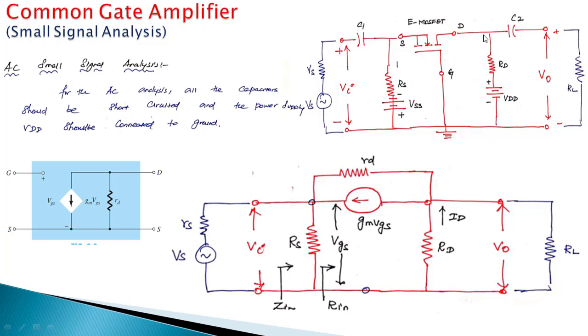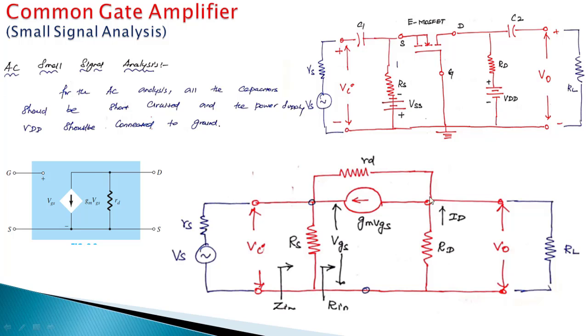So when the power supplies are short circuited, this RS is directly connected between source and ground. Similarly, this RD is connected between drain and ground, and the gate is connected to ground. This is the gate terminal, this is the source, and this is the drain. So I will show the diagram. In the small signal model, between the drain and the source there is a current source given by gm VGS, and parallel to it the resistance RD. So this is the drain, and this is the source.